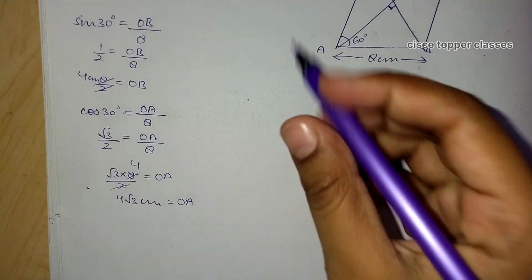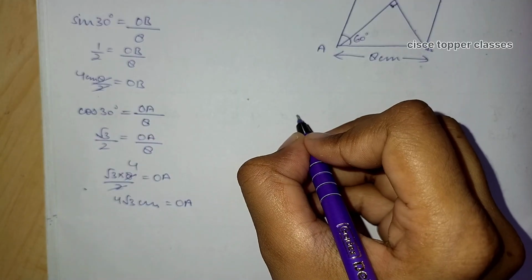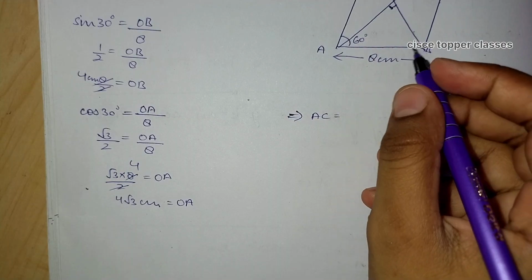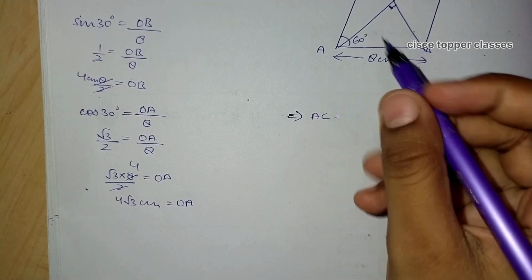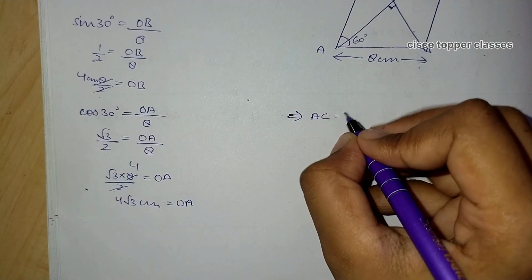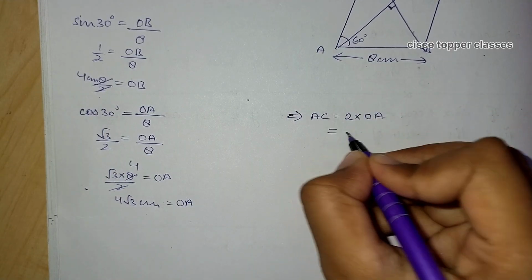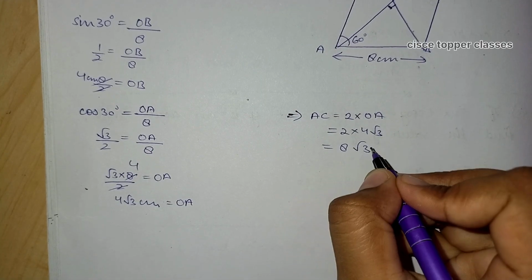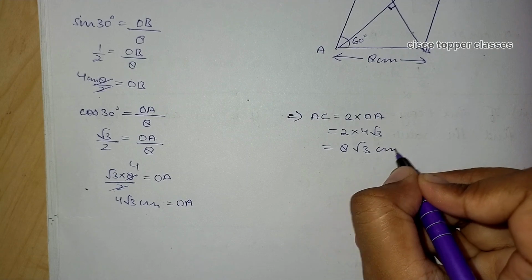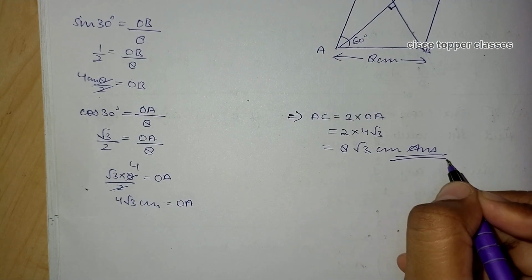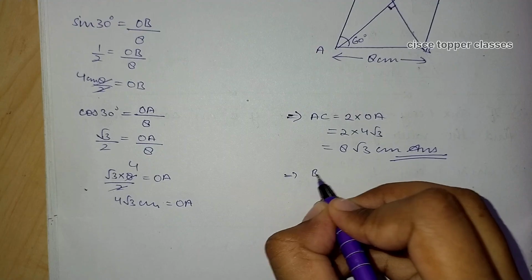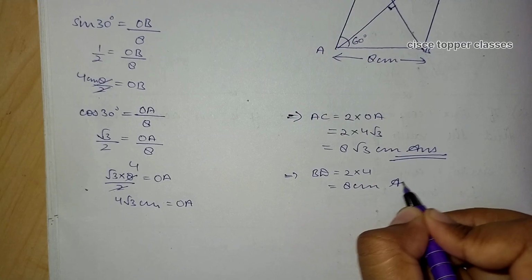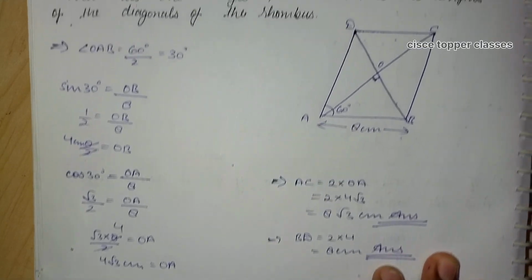Now we have to find the length of the diagonals of the rhombus. Because we have found the values of AO and OB, AC will be 2 into OA. OA we know is 4 root 3, so this will be 8 root 3 centimeters, the diagonal. So this is the final answer. And BD we can again find: this will be 2 into OB, so this will be 8 centimeters. So this is the final solution of the 22nd question.